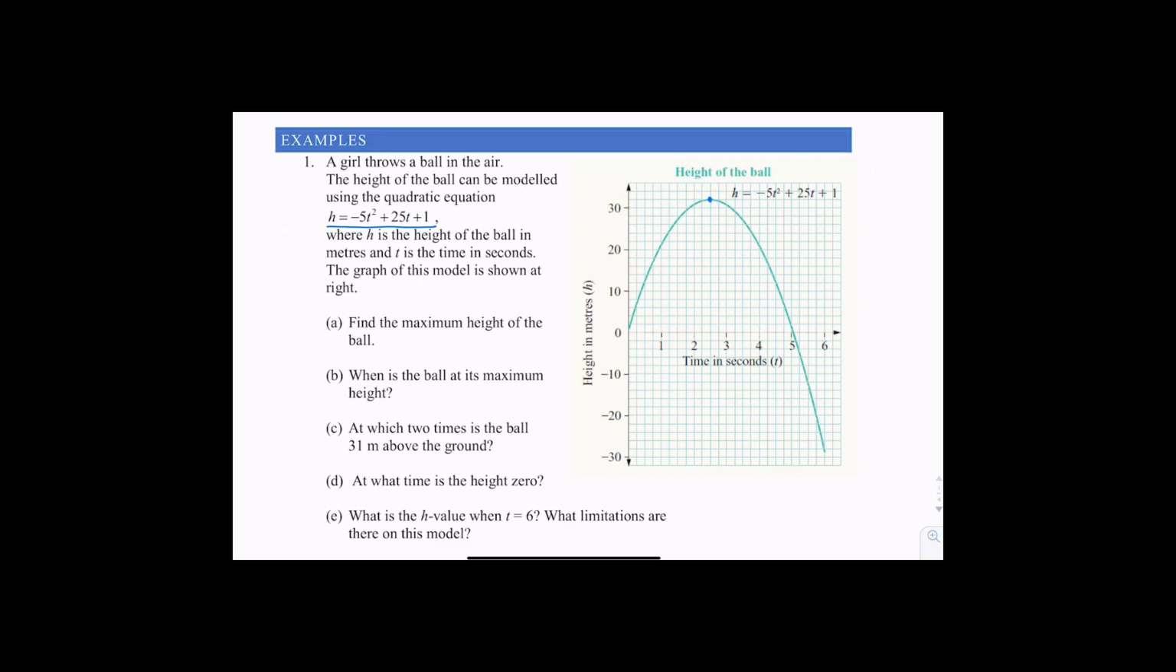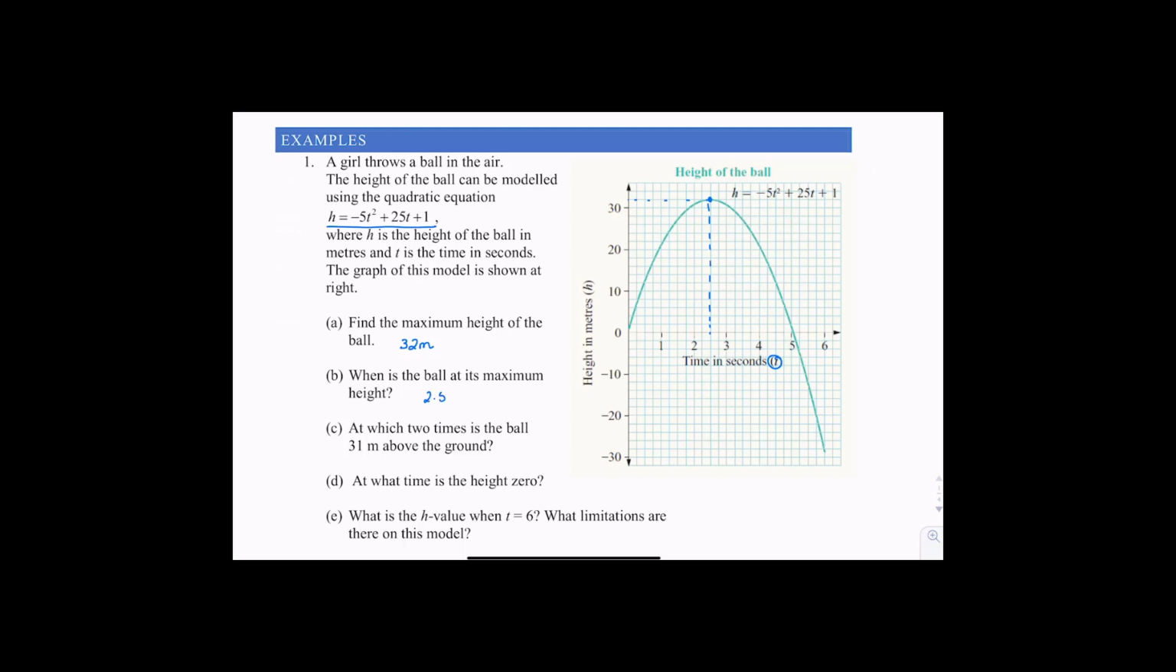It looks to be here. So I'm going to go and read that off on the y-axis. So that looks like it's got to be 32, looking at the scale, meters. When is the ball at its maximum height? So when is the time part or the x part? In this case, it's t. So I'm going to come down and that looks like it's at 2.5 seconds.